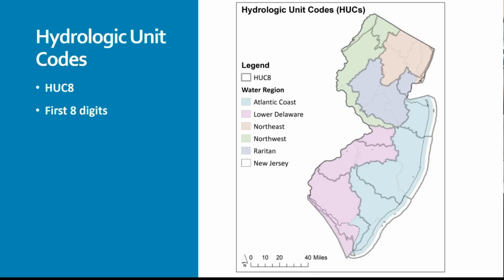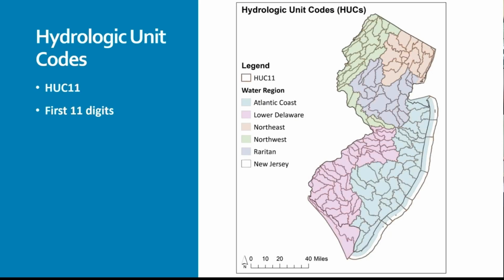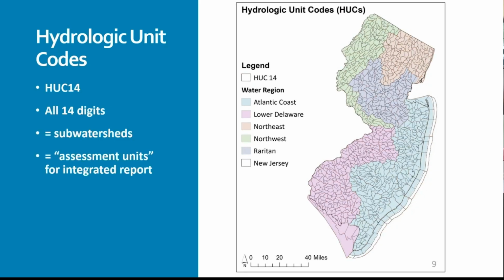And as it goes up to being 8 digits, you're kind of talking about a smaller scale, and 11 digits, you're talking about a smaller watershed, and then down to HUC 14s, which is the smallest unit that we usually talk about. And we usually interchangeably use the word subwatersheds, or in the New Jersey DEP's integrated report, we also use the word assessment units.